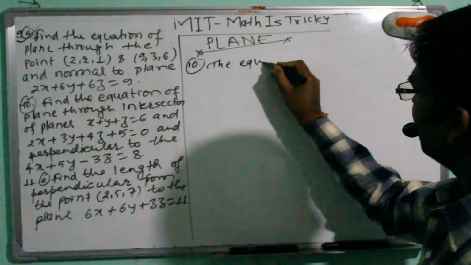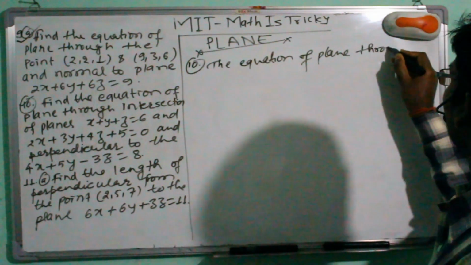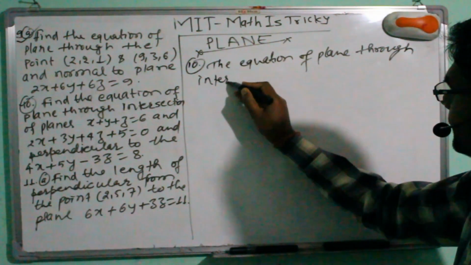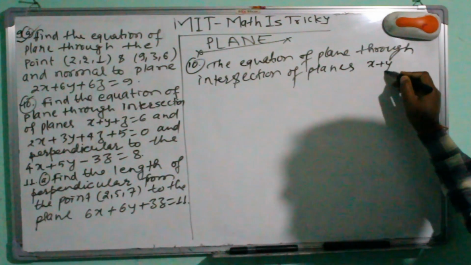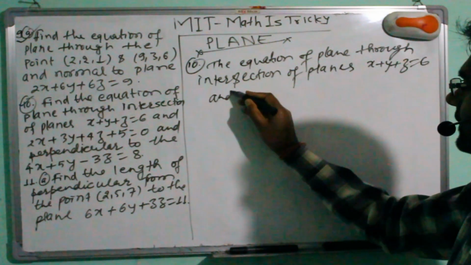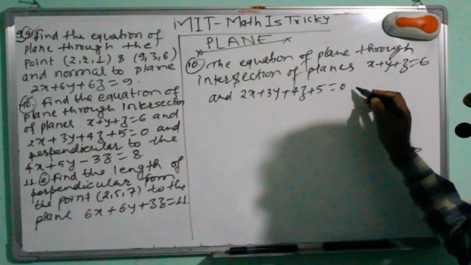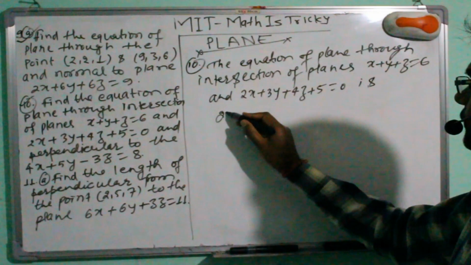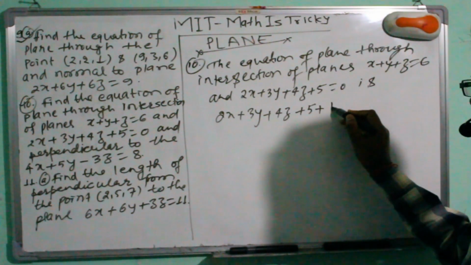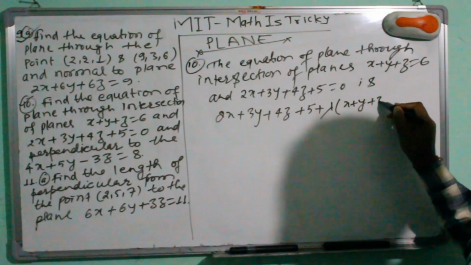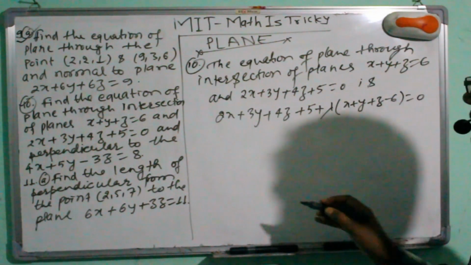The equation of the plane through the intersection of planes x plus y plus z equals 6 and 2x plus 3y plus 4z plus 5 equals 0 is simply 2x plus 3y plus 4z plus 5 plus lambda times (x plus y plus z minus 6) equals 0.